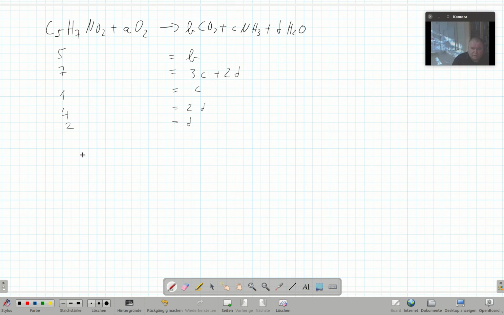And then we have the oxygen balance. There is 2 O2, so we have 1 plus A is equal to B plus 1/2 D. We know that B is 5, and we know that D is 2, so 5 plus 1 is equal to A plus 1, and then we can eliminate this directly. And then we can write our formula.